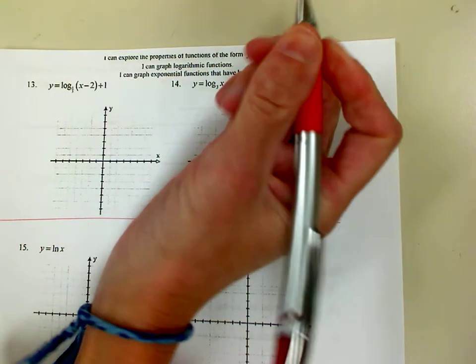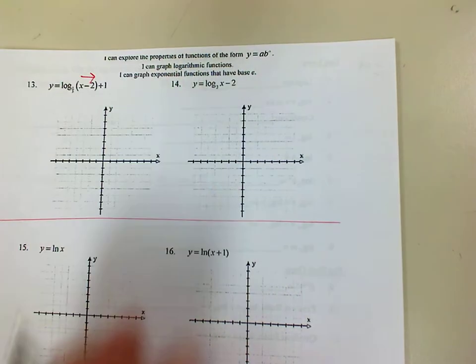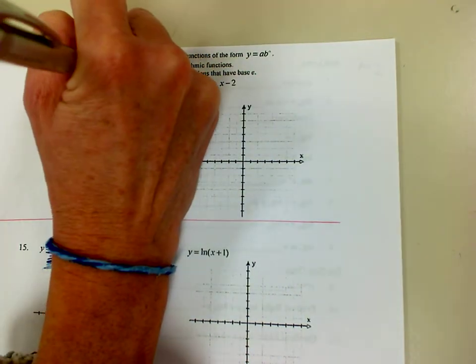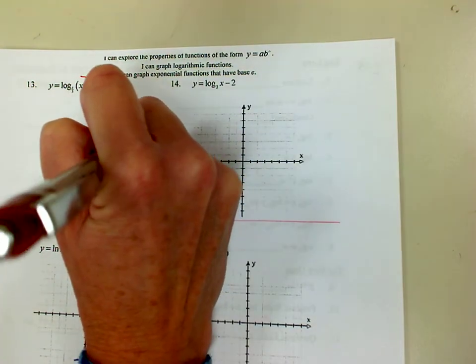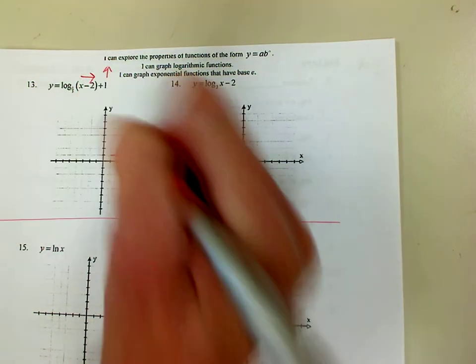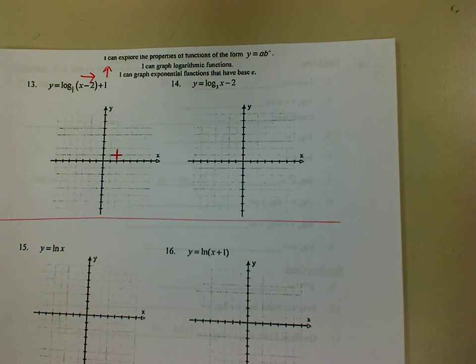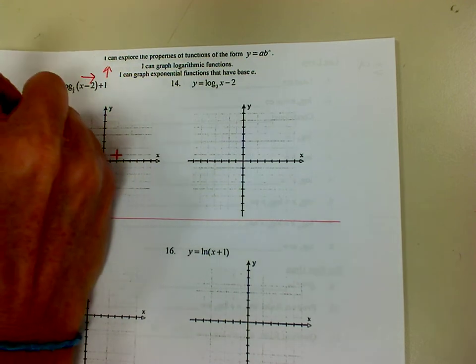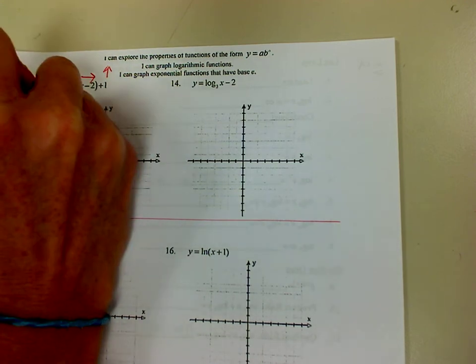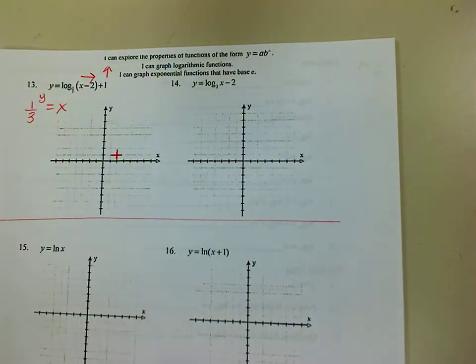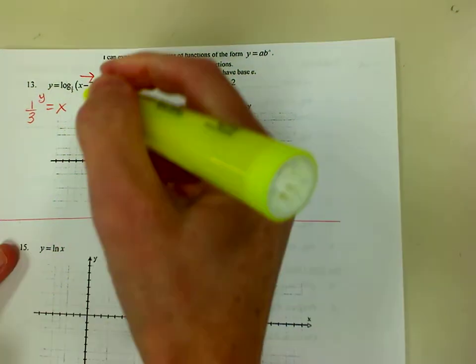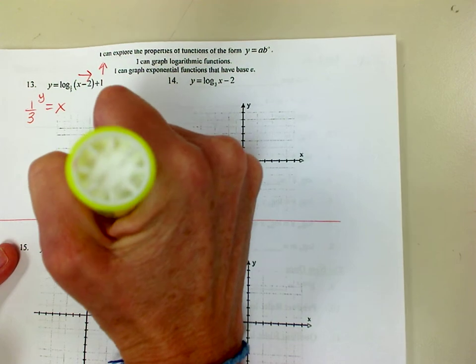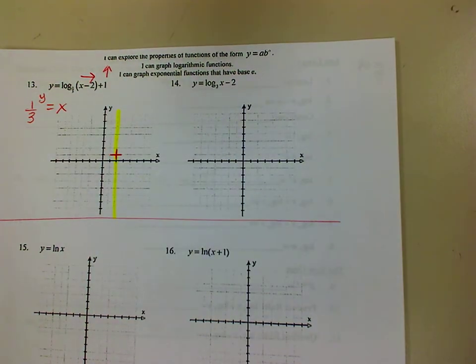Since I have a number with x, I do the opposite. So I'm going to go to the right 2 and then up 1. Okay, that's my new origin. Now I'm going to rewrite this in exponential form. My base is 1/3, so I'm going to have 1/3 to the y equals x. Y is the exponent, so I cannot cross the y-axis.